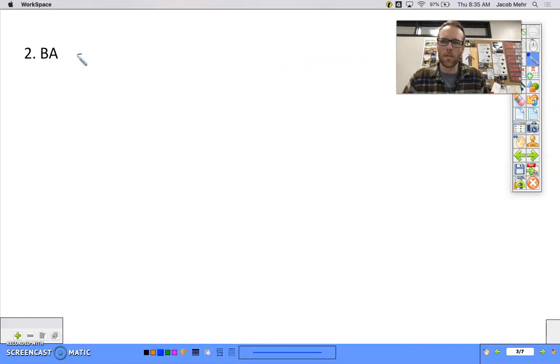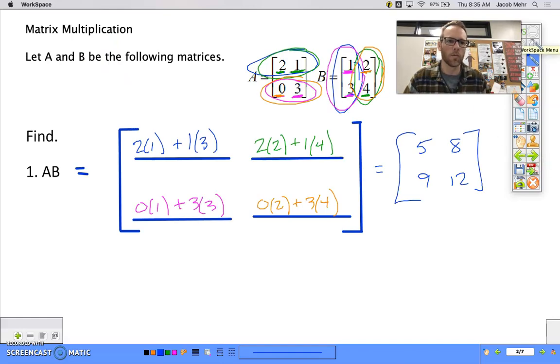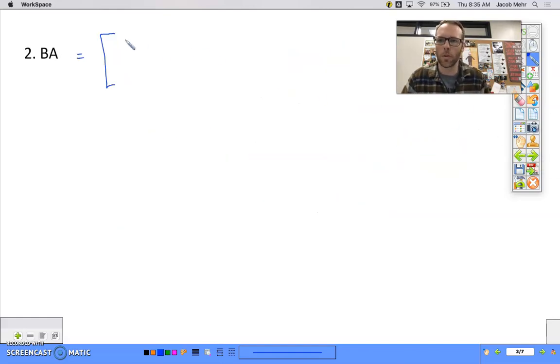Now matrix B is in front. Okay, I'll write down matrix B here. 1, 2, 3, 4. I guess I was really creative when I made that matrix.